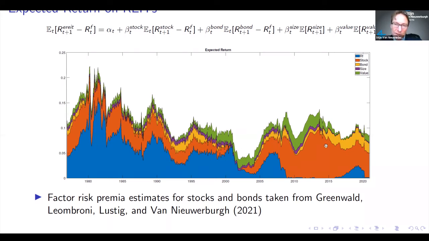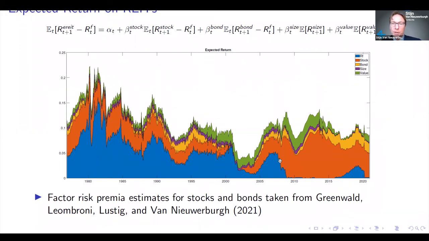Now let's focus more recently, right? So remember that we started out by saying one of the explanations for the high valuation ratios in REITs, for the low cap rates in REITs, is that maybe risk premia have been very low. And coming out of the great financial crisis, in fact, that has not been the case, right? So what we see here is that the expected return has been fairly constant, despite the large drop in interest rates.